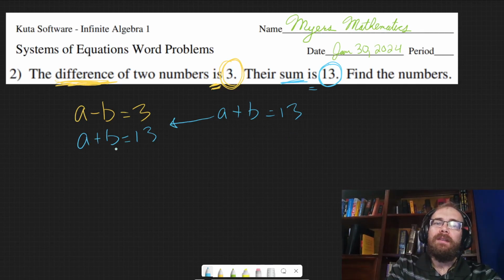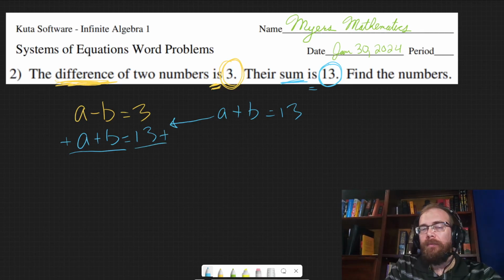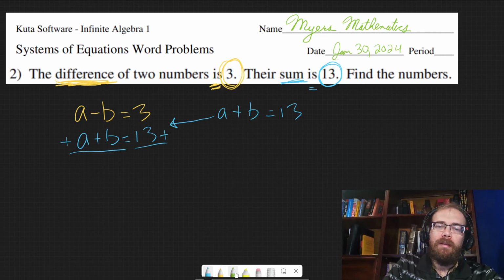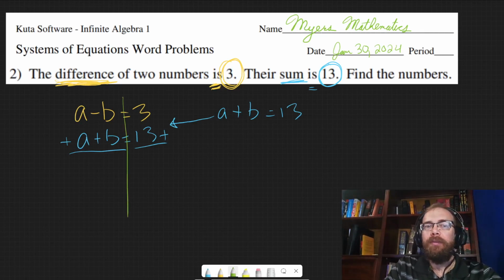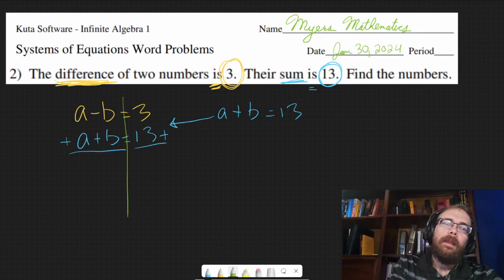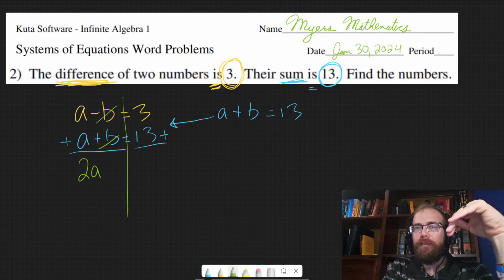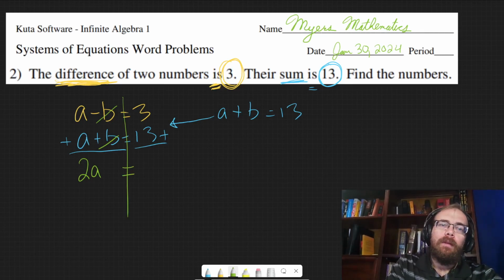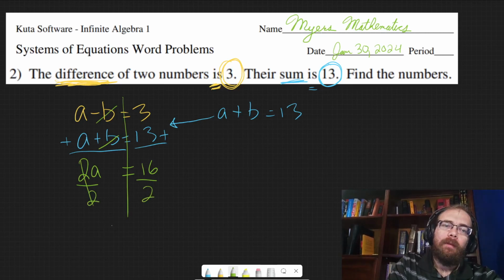So I'm essentially adding 13 on the left and adding 13 on the right of my equation here. a plus a is 2a. Negative b plus b would cancel for any value of b, right? Negative 2 plus 2, negative 3 plus 3. 3 plus 13 is 16. And now I just need to solve for a by dividing by 2. So a would be equal to 8.